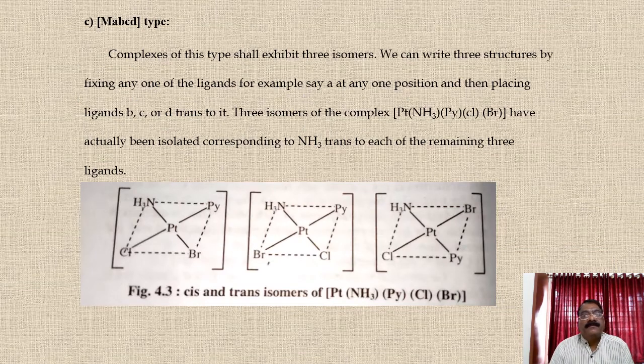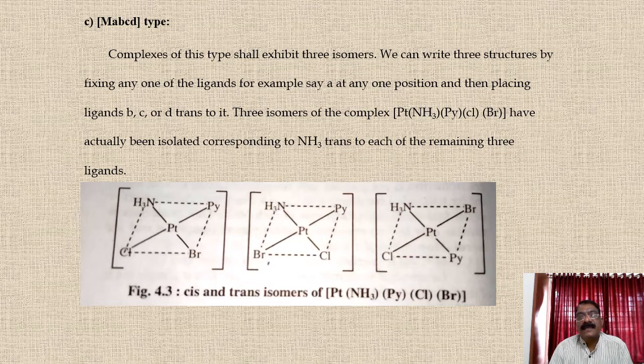And third type, MABCD. Here M is the metal atom, and A, B, C, D are different ligands. When we fix one particular position, depending on that one position we get the particular isomers. Complexes of this type exhibit three isomers. We can write three structures by fixing any one of the ligands.